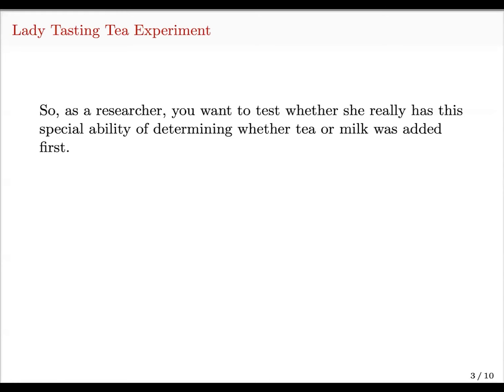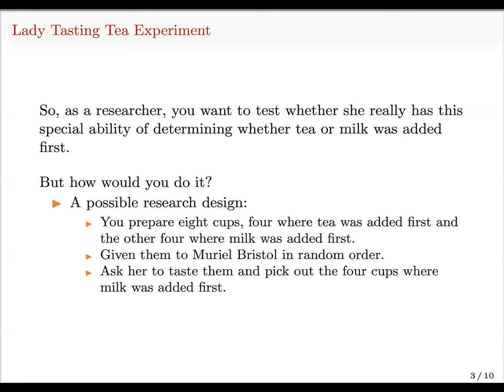So as a researcher, you want to test whether she really had this special ability of determining whether milk or tea was added first. But the question is, how would you do that? Here is a possible research design that can help you address this research question. First, you prepare 8 cups of tea, 4 where the tea was added first, and the other 4 where the milk was added first.